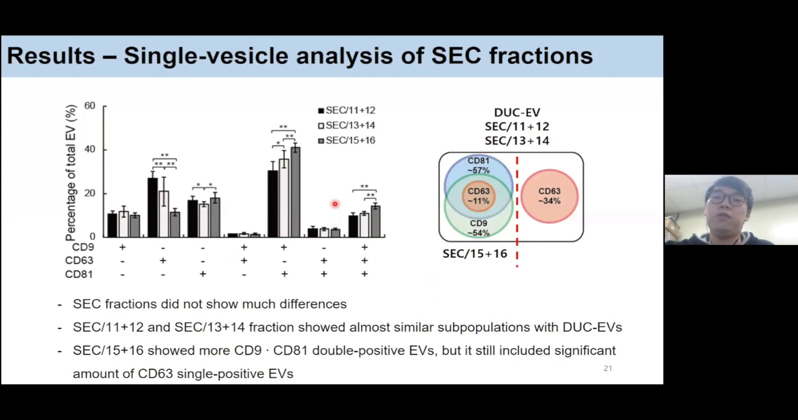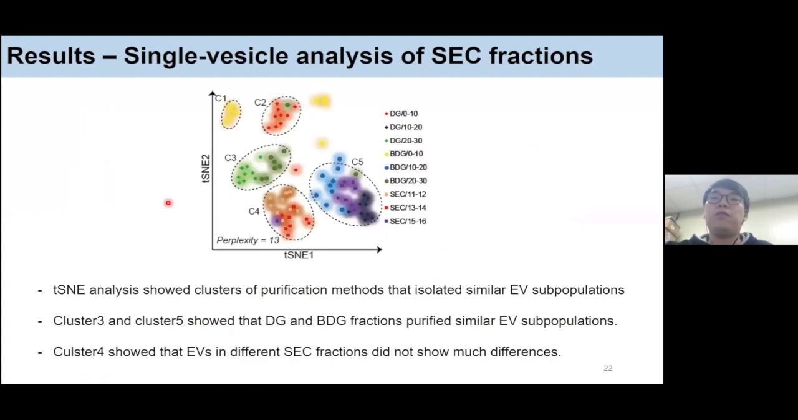size of extracellular vesicles. And when the results of all fractions were collected and plotted in one TSNE plot, we can observe 4 distinct clusters from the analysis. From the cluster 3 and 5, we could confirm again that density gradient and buoyant density gradient fractions purified similar EV subpopulations. And from the cluster 4, we could reconfirm that the EVs in different SEC fractions did not show much difference in terms of tetraspanin expression profile.